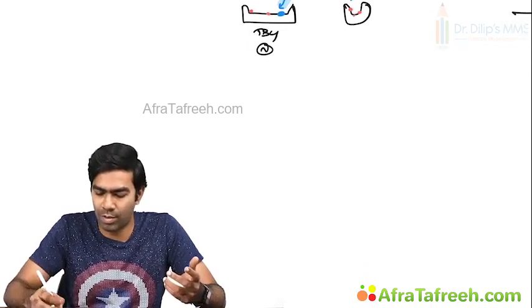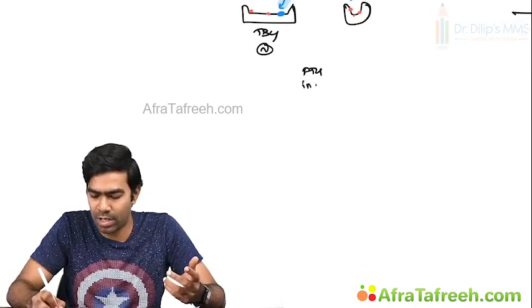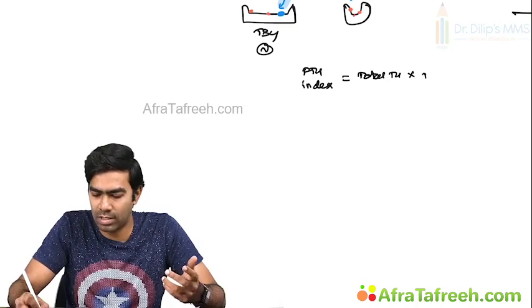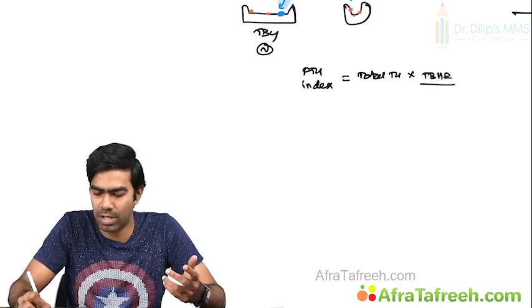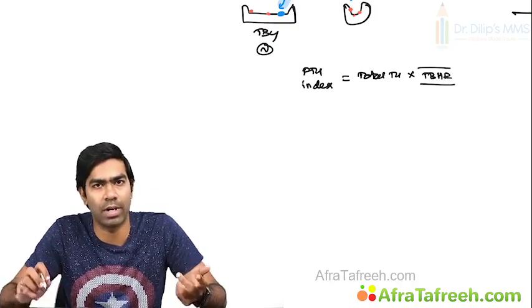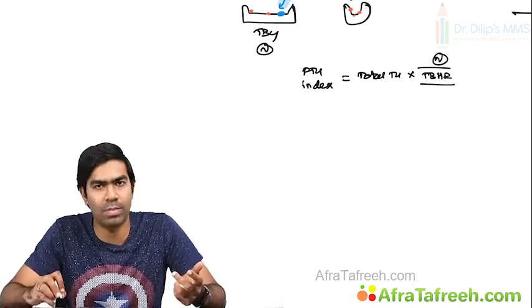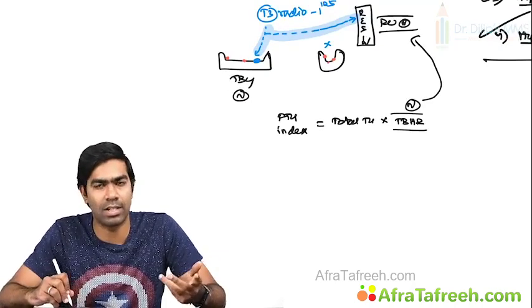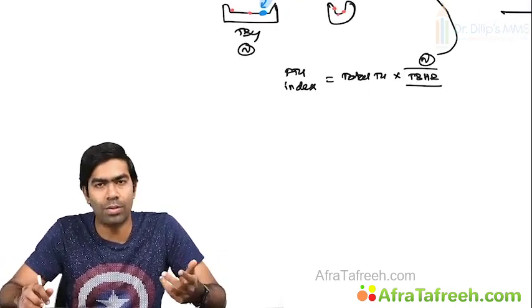So what will happen to the FT4 index? Here the entire FT4 index will be corrupted. FT4 index is nothing but the total T4 that is corrected to the TBG by measuring a ratio called thyroid hormone binding ratio. Here the thyroid hormone binding ratio will be normal because it is based on resin uptake. T3 resin uptake, here it's normal. So it will be normal.